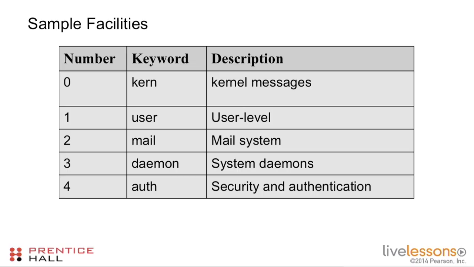So what's a facility exactly? It has a number, just a numeric identifier, and then a keyword to identify what the source was, and then a description. So for instance, the kern facility is a kernel message. The user facility is a user level message. We'll see some examples of this.